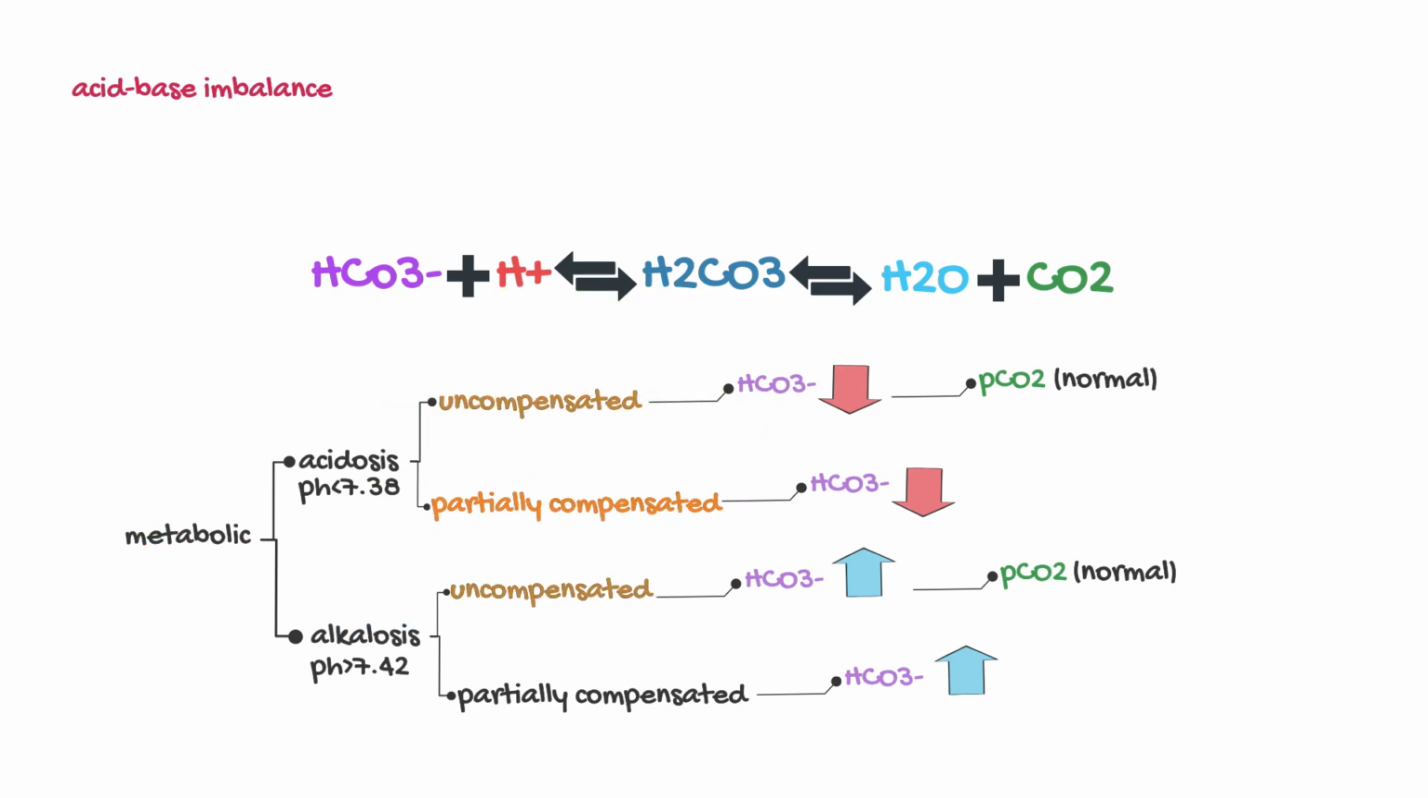In partially compensated metabolic acidosis, the level of PCO2 is decreased, and in partially compensated metabolic alkalosis, the level of PCO2 is increased. So, as a general rule, if all three parameters are decreased, it's a partially compensated metabolic acidosis, and if all are increased, it's a partially compensated metabolic alkalosis.